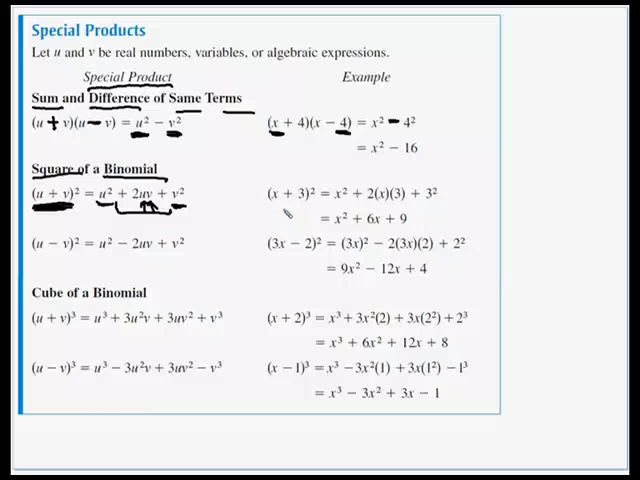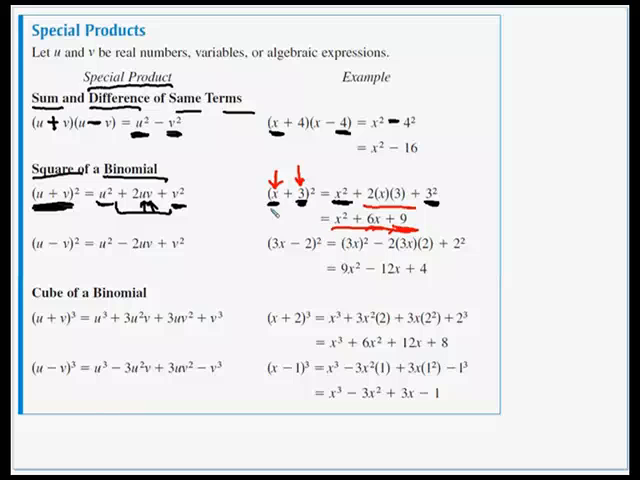So if we look at an example, x plus 3 quantity squared, well, we know the first term is the first term squared, x squared. The last term is going to be the second term squared, so that 3 becomes 3 squared. And the middle term, I'll underline it in red, is 2 times x times 3, 2 times the first term times the second term. And 2 times 3 is 6, so we have 6x in there. 3 squared is 9. So we have x squared plus 6x plus 9.